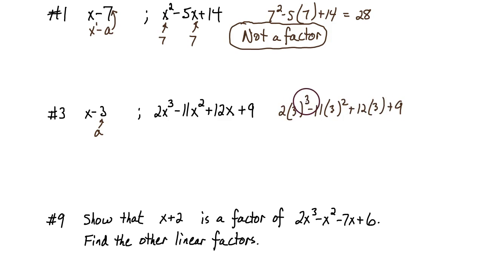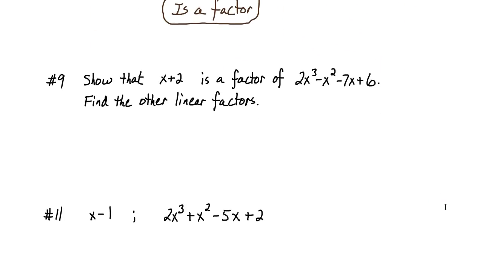3 to the third power is 27, and 2 times 27 is 54. 3 to the second power is 9, and 11 times 9 is 99. 12 times 3 is 36, and on the end plus 9. Now let's combine these 4 numbers together. These add up to 0. Because we get a 0 when substituting a 3, that tells us that x minus 3 is a factor.